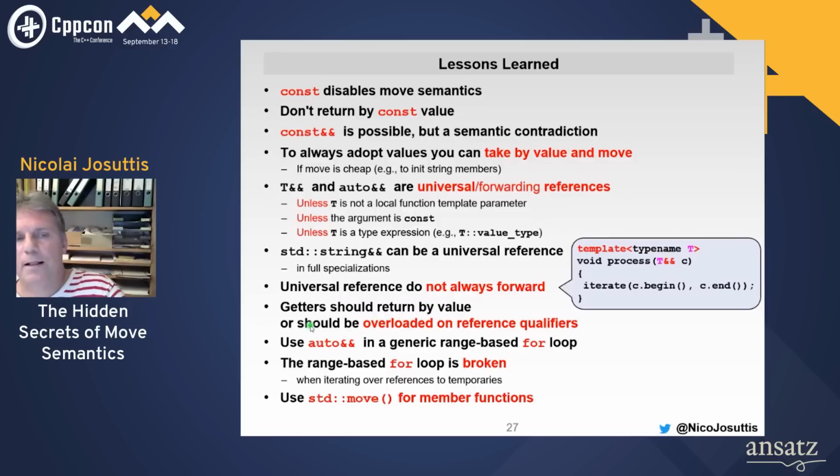Getters should return by value or should be overloaded on reference qualifiers, and use auto ref, so a universal reference in a generic range-based for loop to support even containers where the iterator is a temporary object, refers to a temporary object. The range-based for loop is currently broken when iterating over references to temporaries, and it can make sense to use move for member functions.